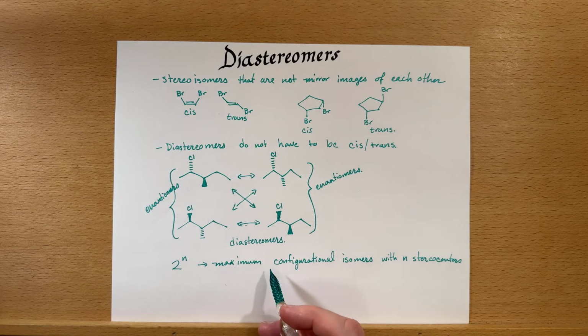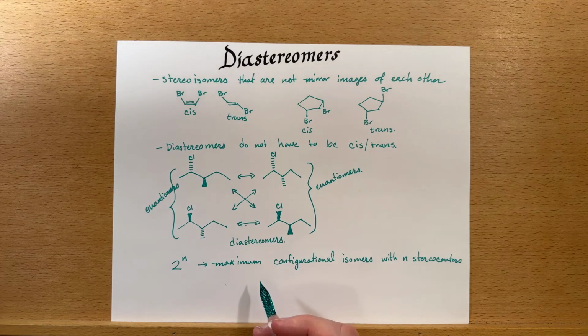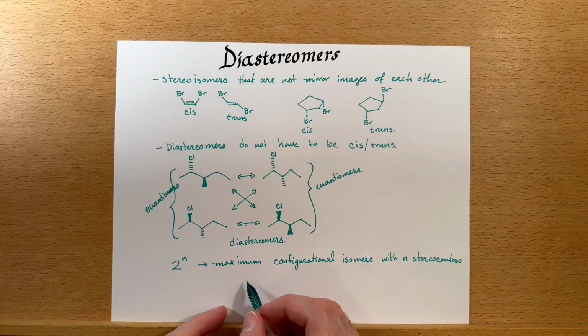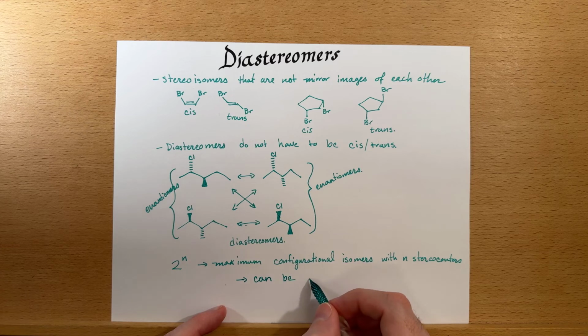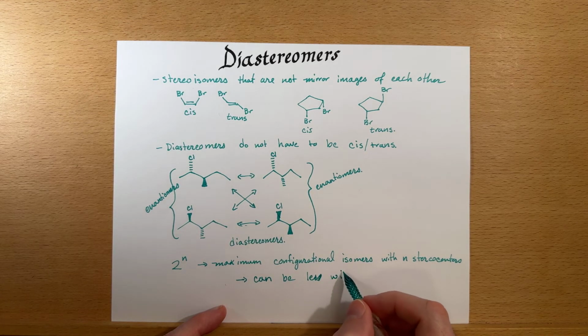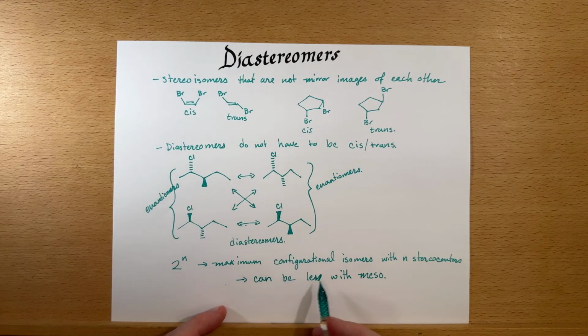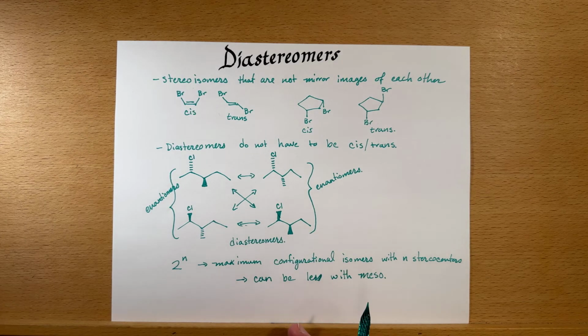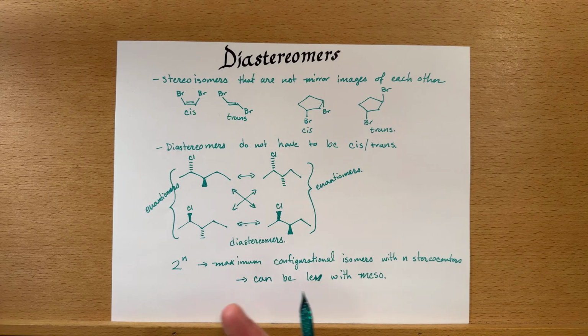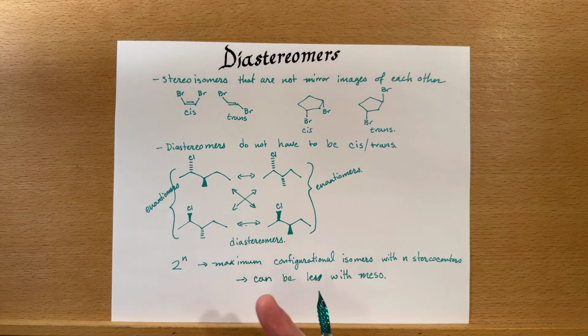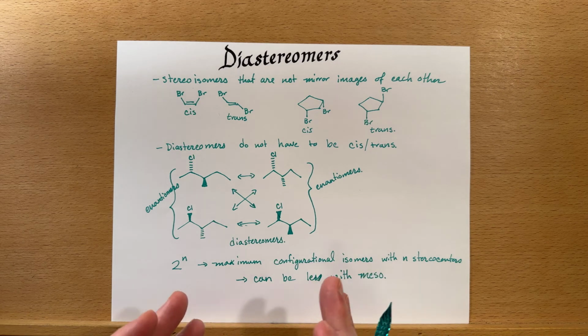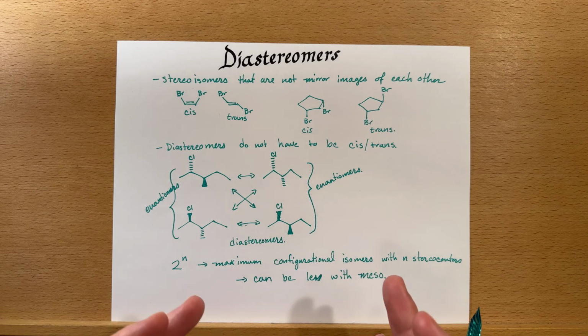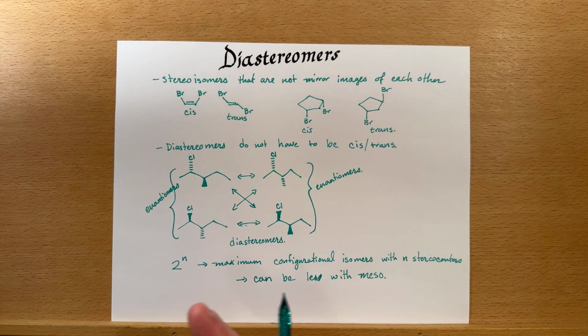Now, I say that this is the maximum number because it's possible to have less, and that would occur if we have a meso compound. If you have a meso compound, it could reduce the number of isomers by 1, or if there's a lot of meso compounds, it could be several. So each time you have a meso compound, remember that compound is no longer chiral, and if it's not chiral, it will not have its pair of enantiomer. The other configuration would actually be the same molecule because there's an internal mirror image. So each meso compound reduces the maximum by 1. So just look out for those.